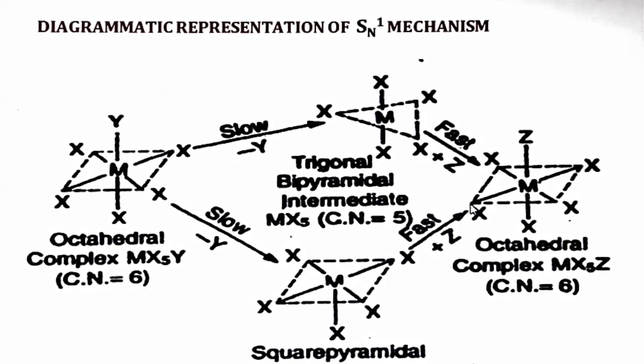Now by fast reaction, the second step is the fast step where the entering species, that is Z, is reacting with the intermediate complex, and again we are getting an octahedral complex with coordination number 6. Here you can see Y is replaced by Z in this mechanism.